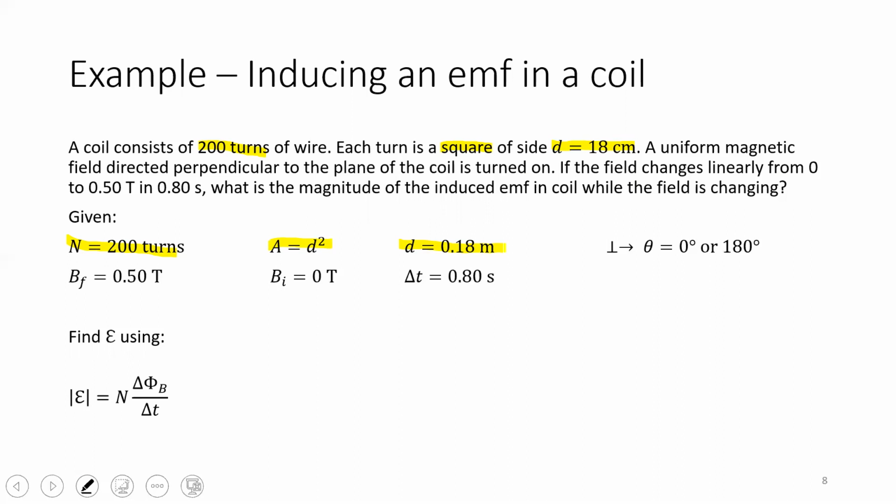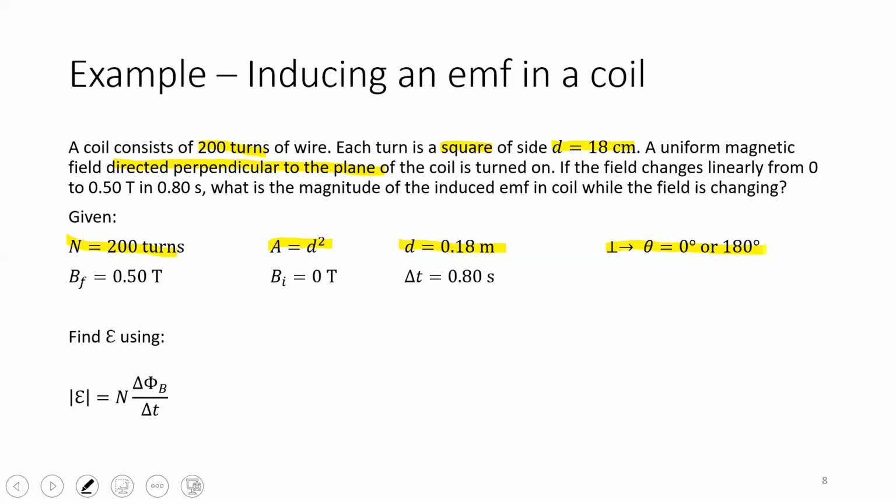A uniform magnetic field is directed perpendicular to the plane. So perpendicular to the plane means in the same direction or exactly the opposite direction of the normal. So either our angle is 0 or 180 degrees. It doesn't really matter which one we use. Either way, we're going to change our flux in a certain way.